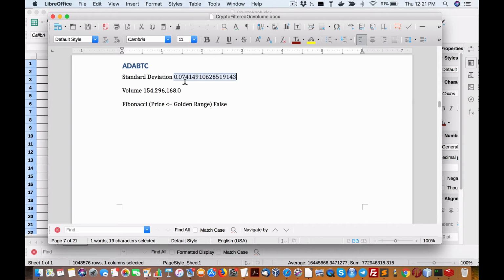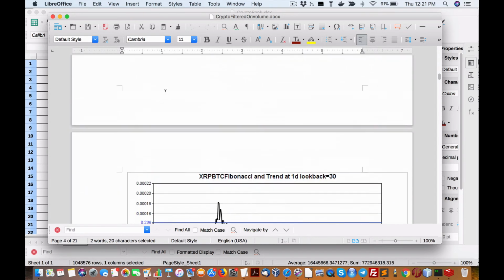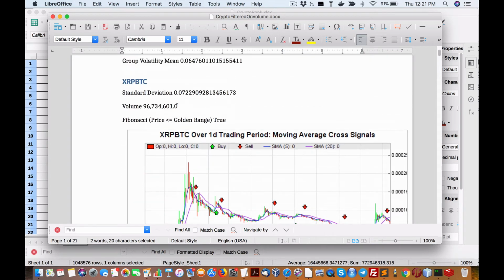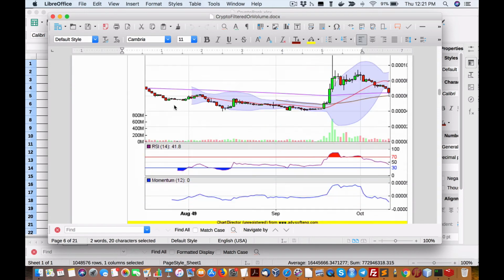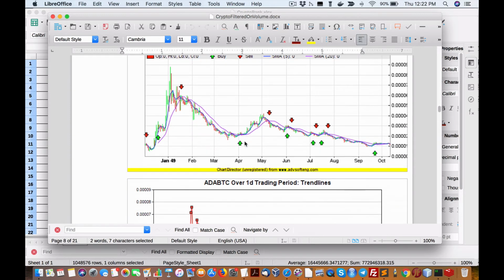So the key is, if you see the standard deviation, the volatility for this particular pair is higher than the group, usually chances are I would not take it. Also the volume, if it's less than the group volume, chances are it will have higher potential to have a down move. The other thing is the Fibonacci golden range. It's not in value from a historical standpoint, so it's another way of saying it might be overpriced. So that's another reason not to take a trade. But there's all these factors I can use.